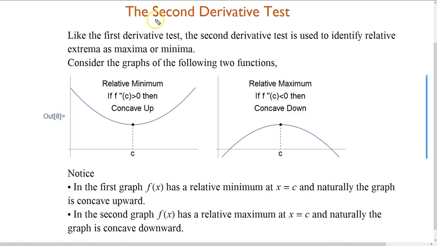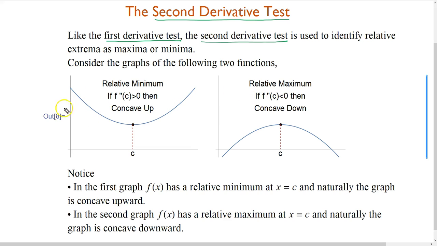Now let's go over the second derivative test for relative extrema. Like the first derivative test, the second derivative test is used to identify relative extrema as maxima or minima. To understand how the second derivative test works, let's consider the graph of the two functions down here.